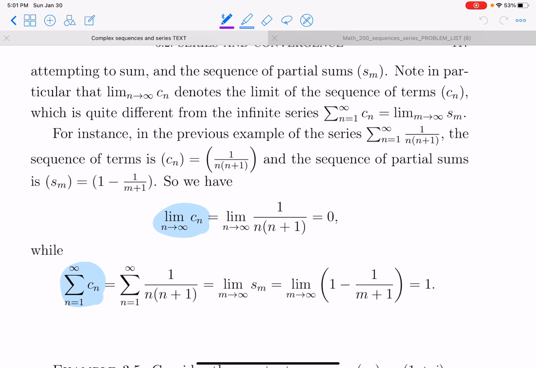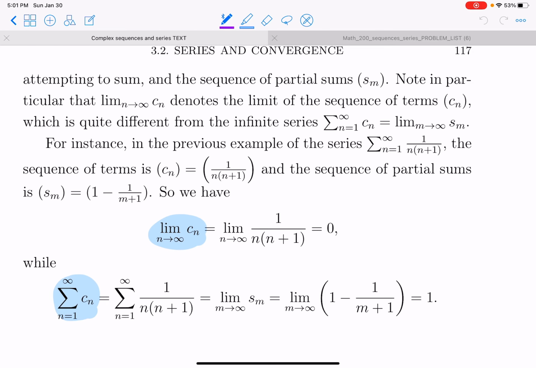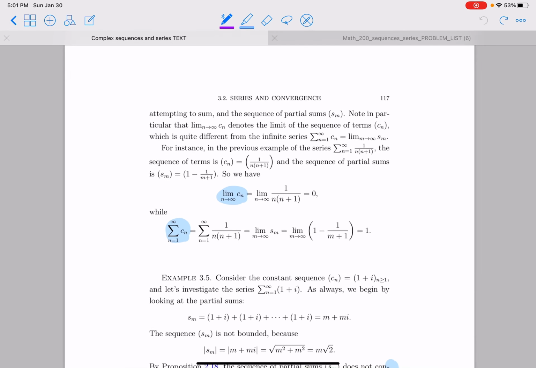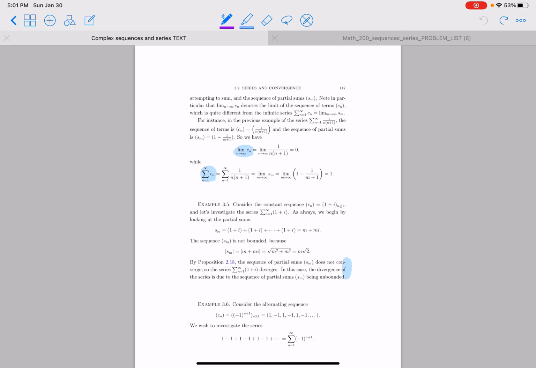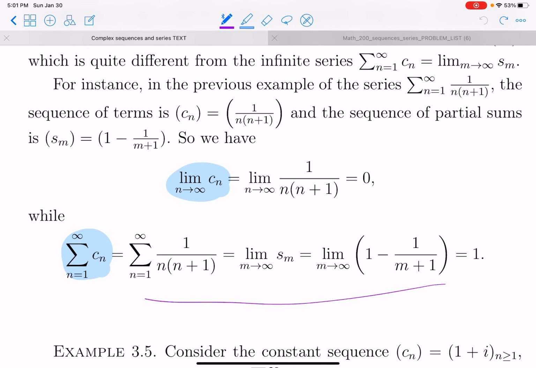Just make sure you don't get confused. There's the limit of the terms that you're adding up, and then there's the actual limit of the partial sums. They're very different. So when you get to this part in the book, make sure you understand the difference here. Page 117. It's not like it's hard to understand the difference here. It's just that this is often where it's easy to confuse this if you're not thinking straight.